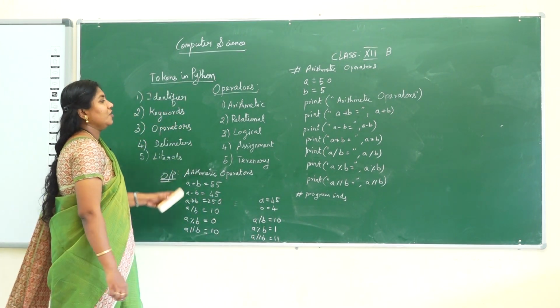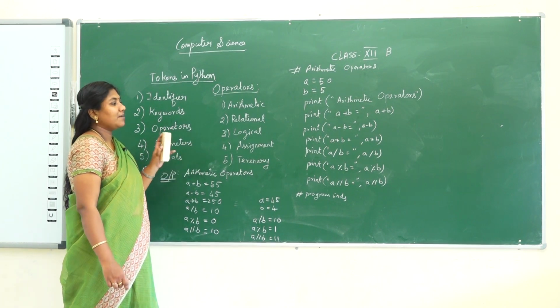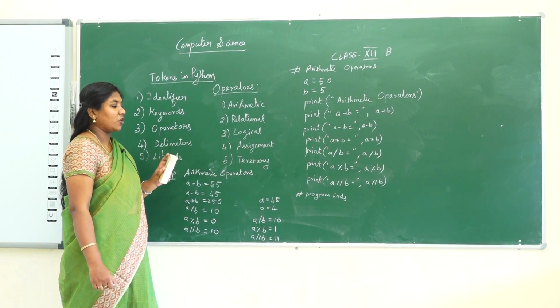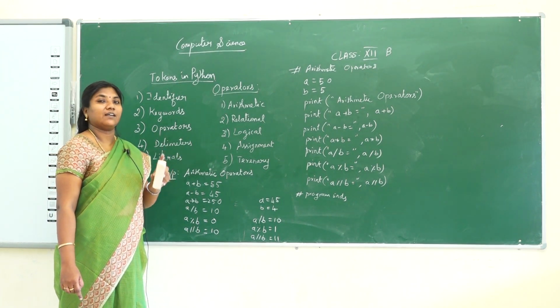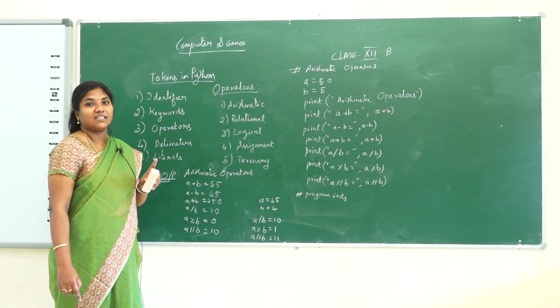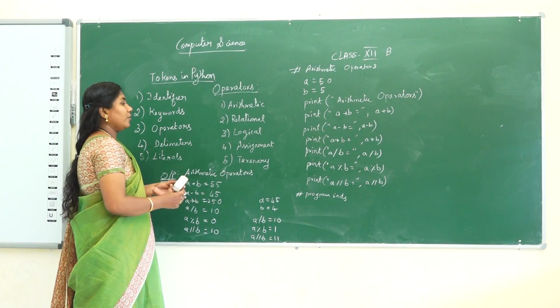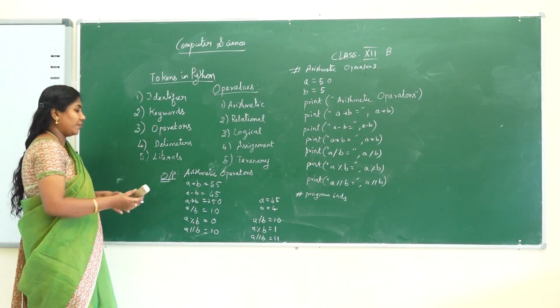Okay, so what are all the arithmetic operators? Plus, minus, star, slash, modulo and double slash. So floor division and modulo: modulo returns the remainder, floor division gives the integer part of the quotient, right? Okay, next we will move on to the relational operators.